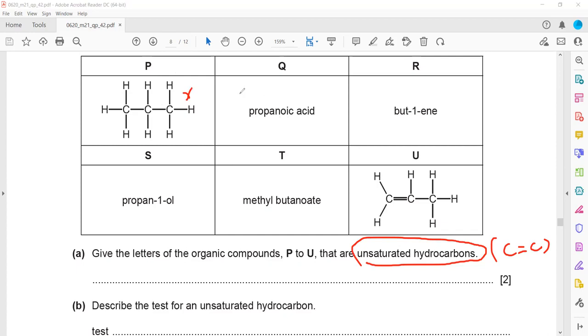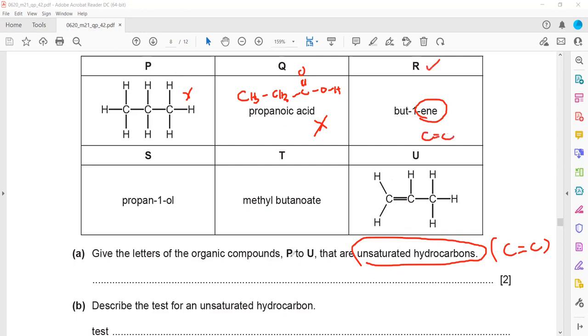Propanoic acid will be CH3, CH2, C double bonded with O and OH. There is a double bond, but that double bond is between oxygen and carbon, not between the two carbon atoms. That's why it is not unsaturated. When we check R, but-1-ene, ene means that there will be a double bond.